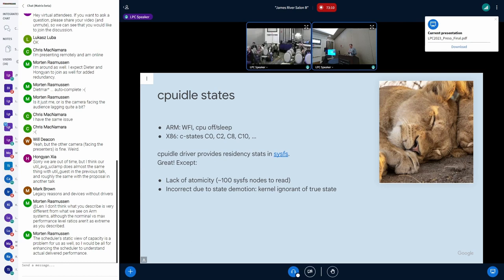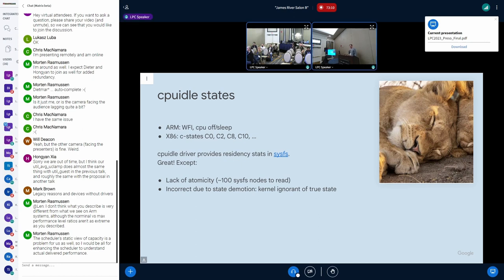So then you can say, okay, the CPU idle driver should track the residencies in SysFS. Why don't you go and look there? You can see what they are. Fantastic. Except two big things. There's C state demotion going on. So a driver can ask for a state, but the hardware isn't necessarily providing it. It can do something different than what the driver is asking for, and that isn't reflected in the statistics.